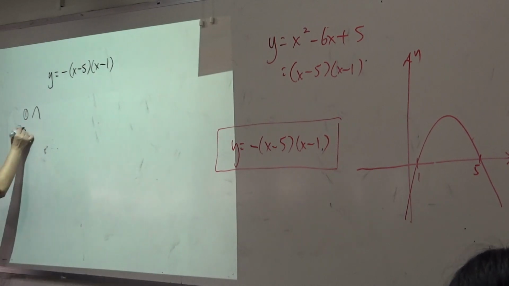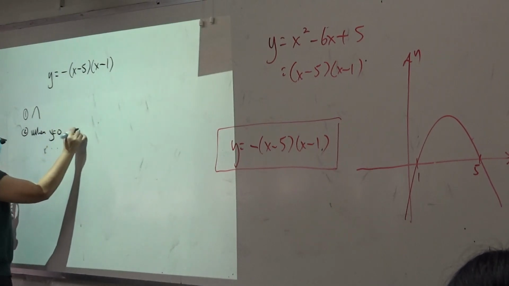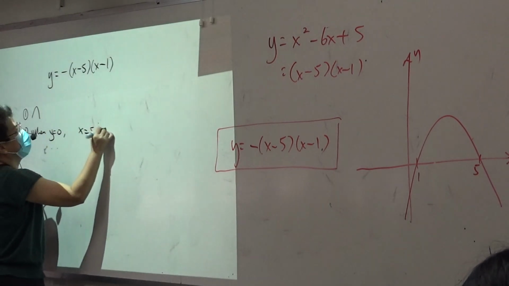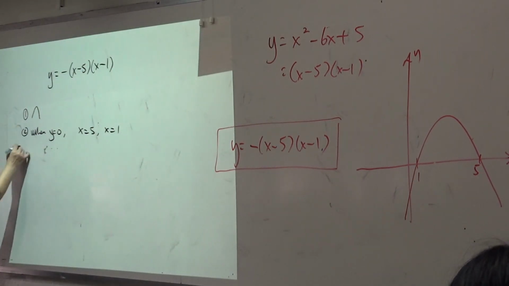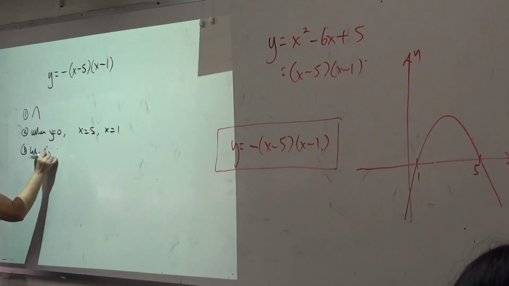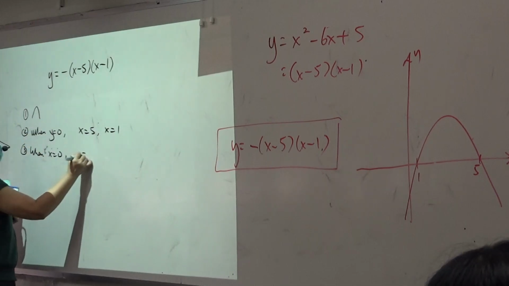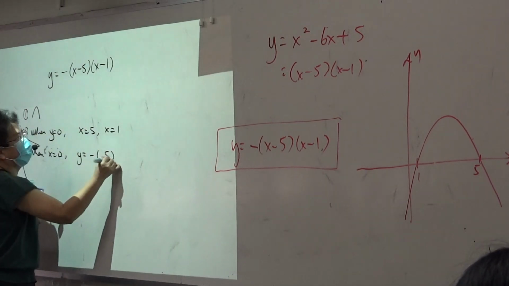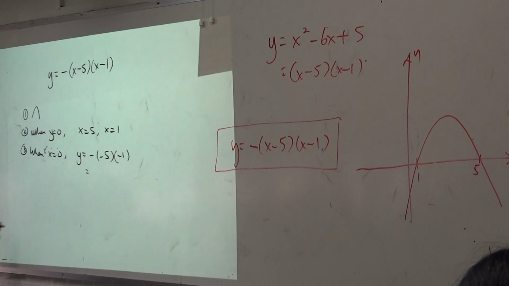Okay, number 2. When y is 0, I will still get x equals 5, x equals 1, right? Correct? Okay, how about when x equals 0? All of you look. y will be negative (0 minus 5)(0 minus 1). What will be my y-intercept? Negative 5, right? Can you see?